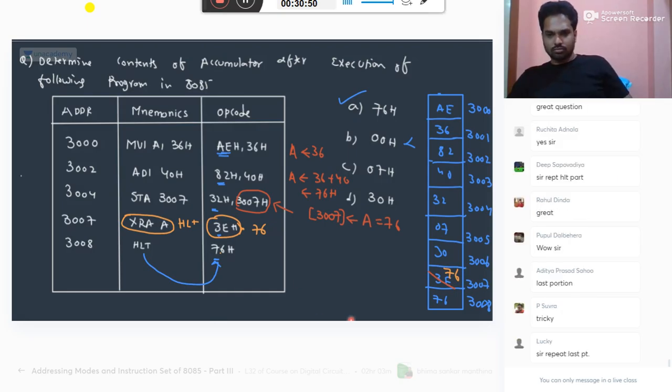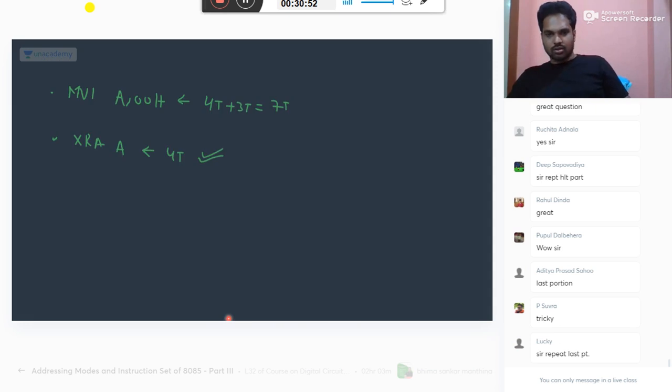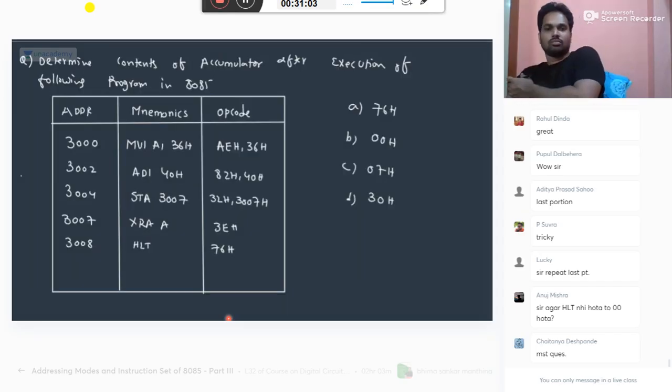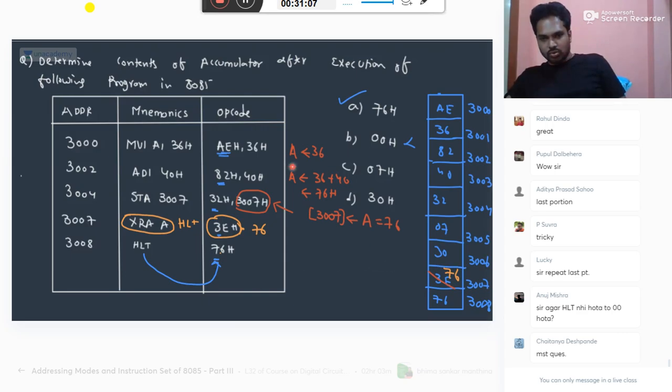The computer will not execute that XOR A, because by the time the computer comes here, you no longer have 3E. 3E is replaced by what? 76. As per the table, 76 means what? Halt. The computer will halt. You understand? If there were a 3E here, your answer would definitely be 0 only. But that 3E will not be present when the computer comes here.